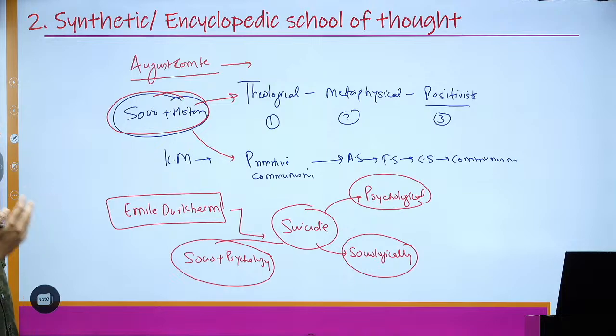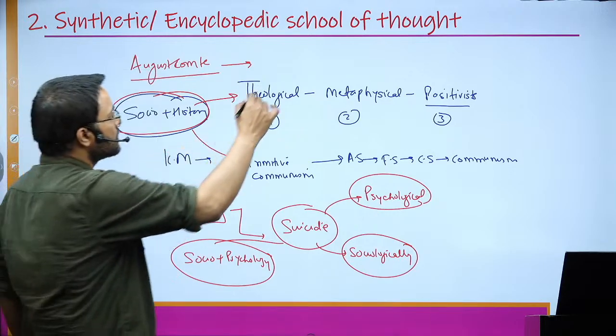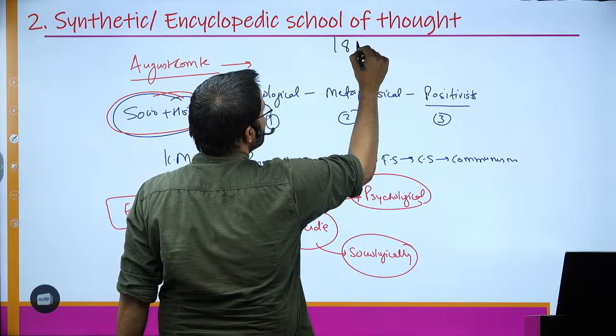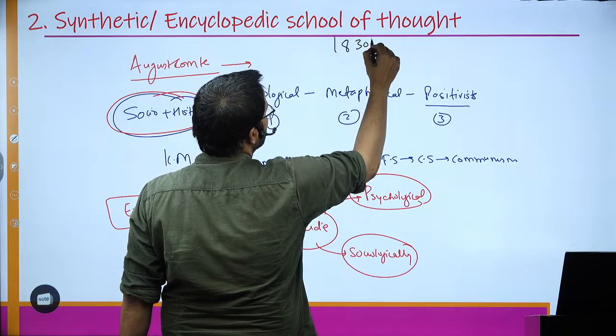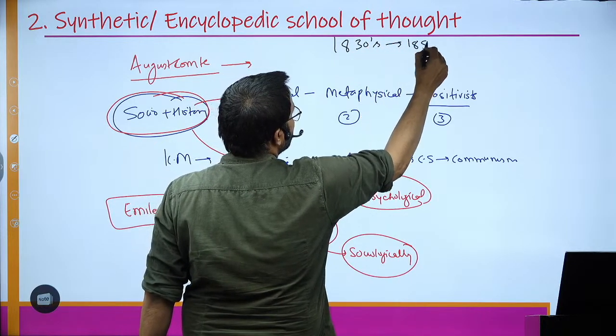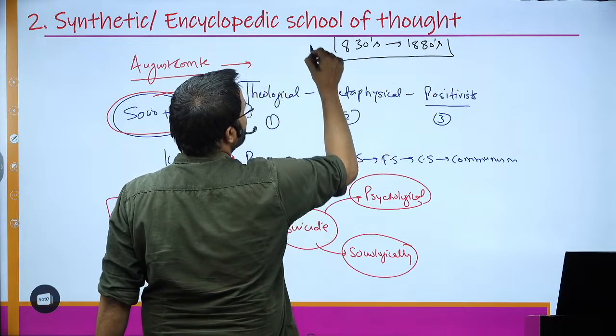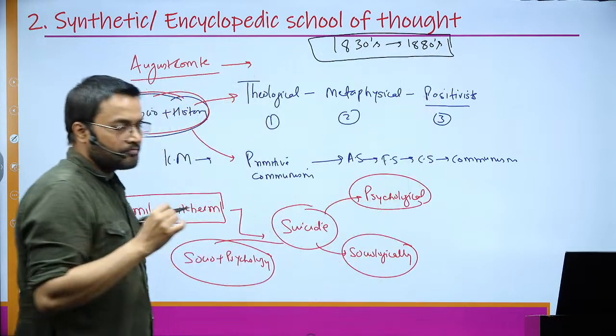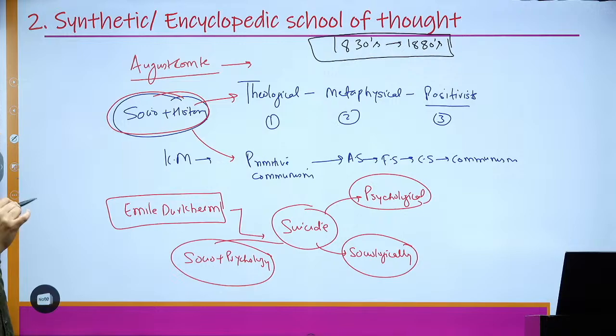Right? So this is how we look into things. Now, when I've talked about the synthetic encyclopedic school of thought, this school of thought was there since, you can say, the 1830s till the 1880s. This school of thought was dominating.